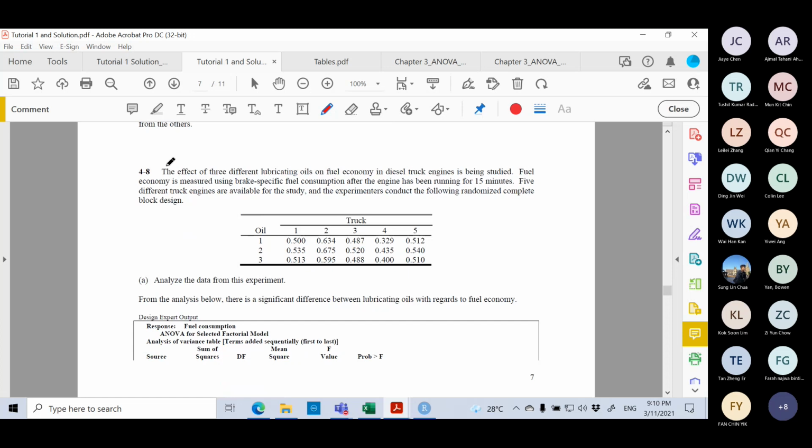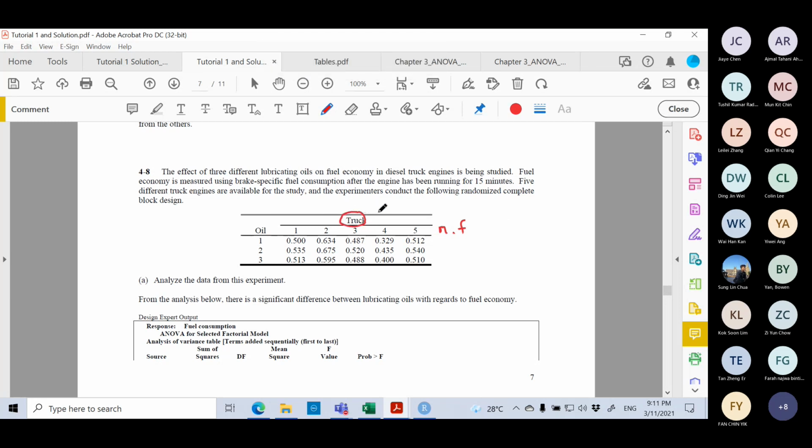For question 4.8, we have the following. We want to compare the effect of 3 different lubricating oils. We are comparing these oils, but because when they do the measurement, 5 different truck engines are available for the study, they are using different engines. These 5 different engines may have different performance. Therefore, there is what they call blocking, or the nuisance factors. Okay, the nuisance factor is actually your trap.